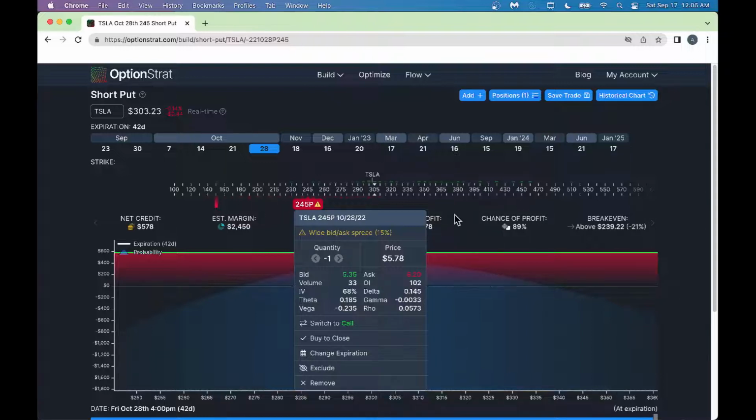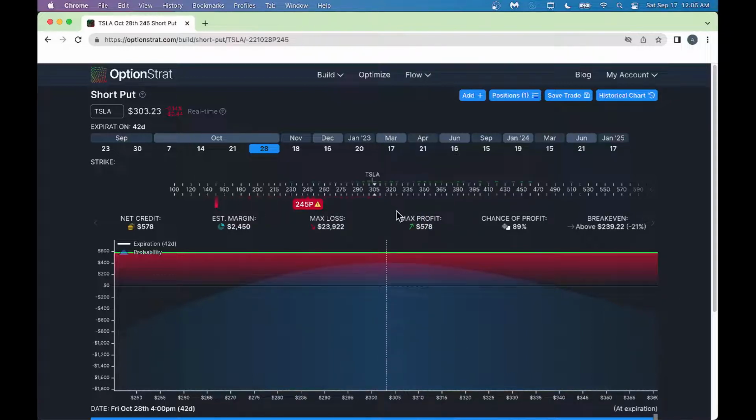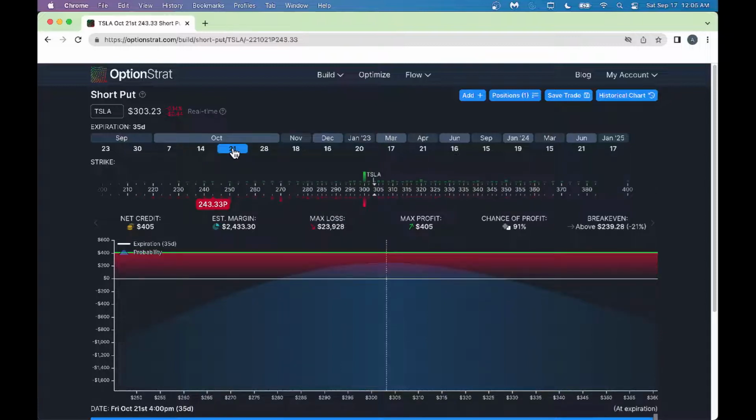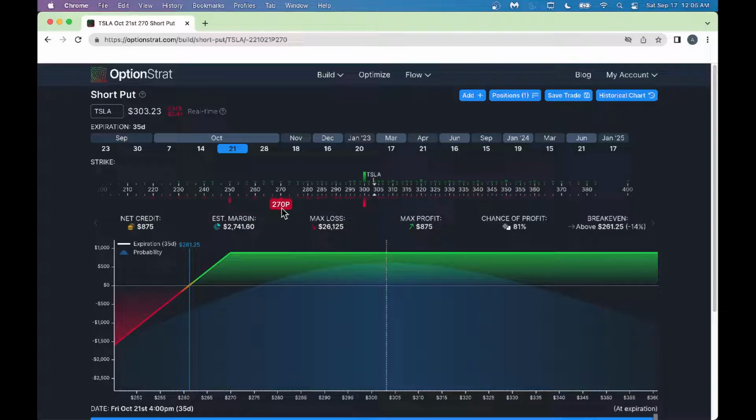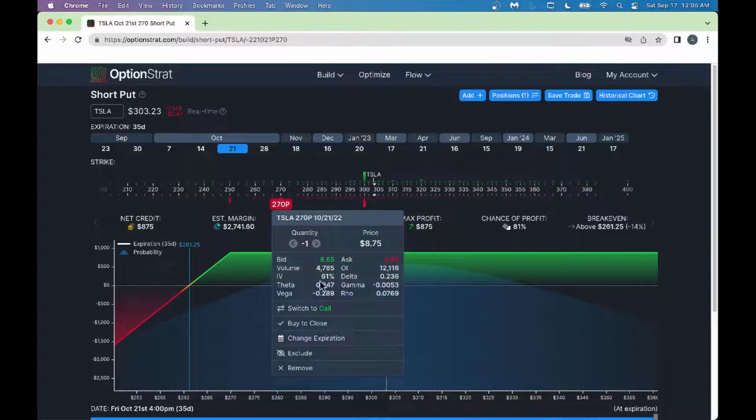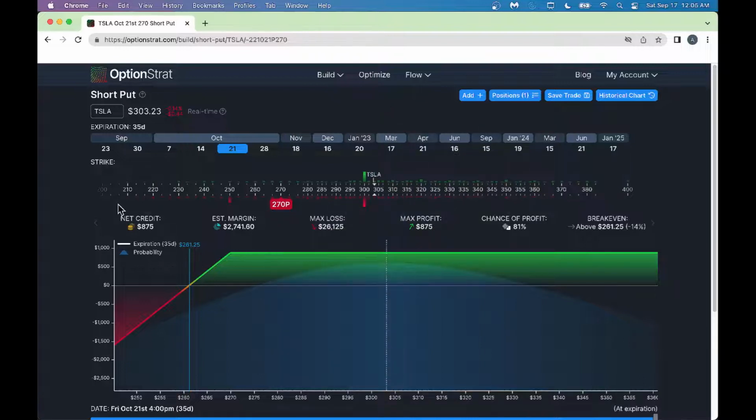Typically when I want to sell a put option, with a stock like Tesla, I could go 42 days out, or I can be a little more aggressive and go maybe 35 days out. If you want to go 35 days out, you can take it all the way to say 270 here. There's some good volume here, nice looking volume as you can see. And your net credit is, look, you're making $875, and your max loss is 26,000.